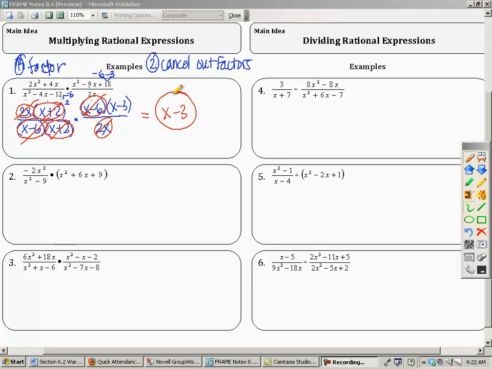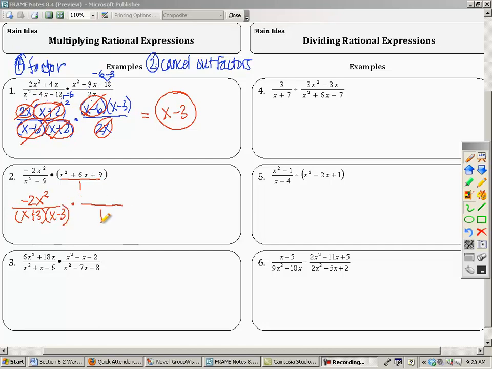Let's take a look at the second one. Now, I'm going to put this second fraction over 1, so that at least I have a numerator and a denominator in both fractions. So I work on the first one. I'm going to leave this negative 2x squared. There's no plus or minus, so I don't have to do anything with it. My x squared minus 9 is a difference of squares, so I have an x plus 3 and an x minus 3.